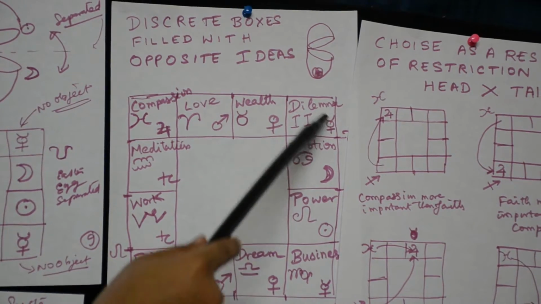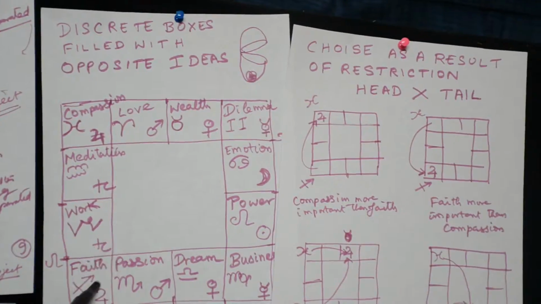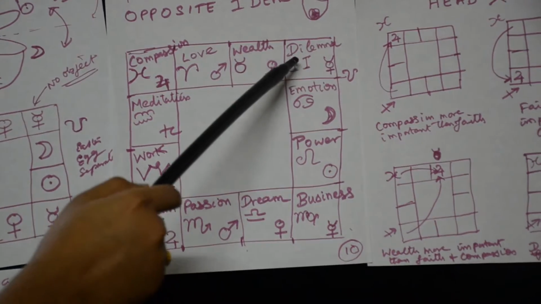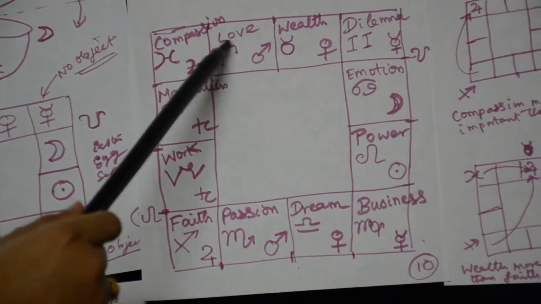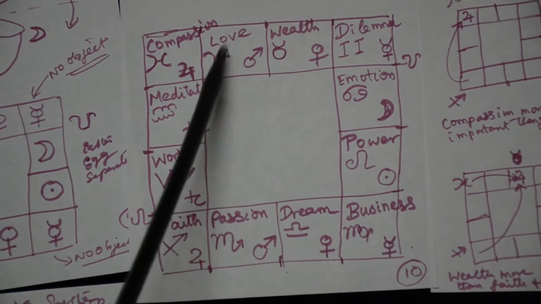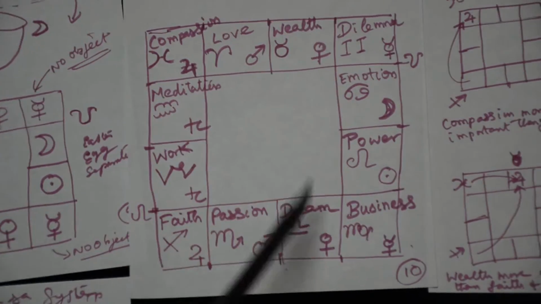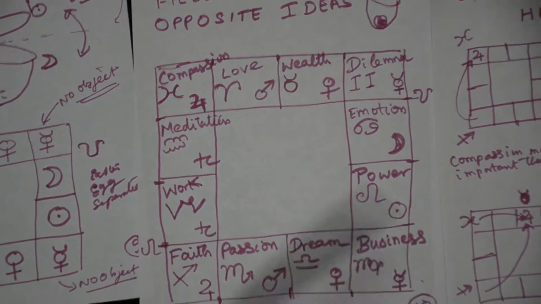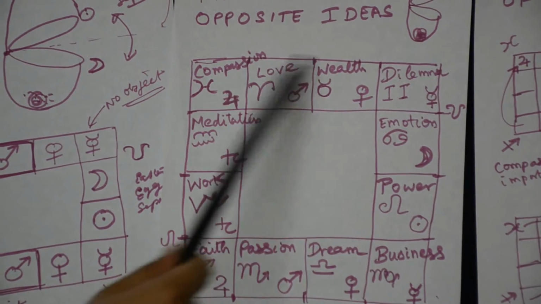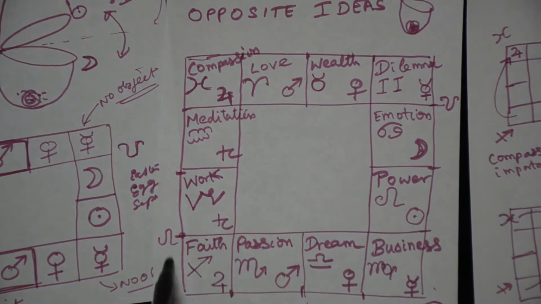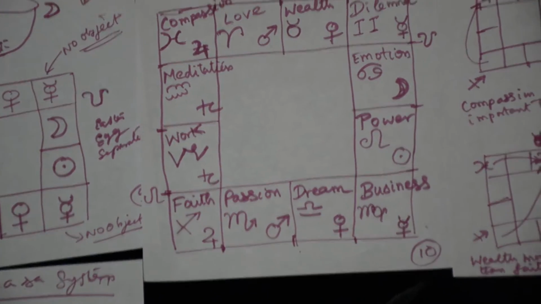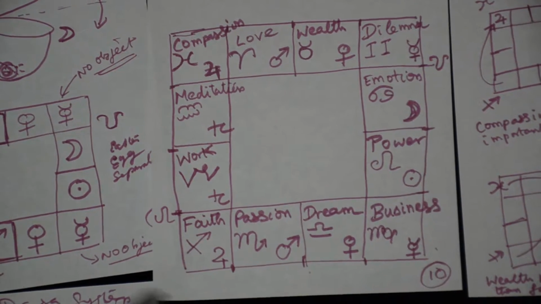So for example, dilemma and faith are placed opposite to each other, and love and dream, the Aries and the Libra, wealth and passion, emotion and work, meditation and power, compassion and business, they are all pairs of ideas which never can happen together. Now to understand why they can't be together, you have to live a life. See, some ideas only life can teach.